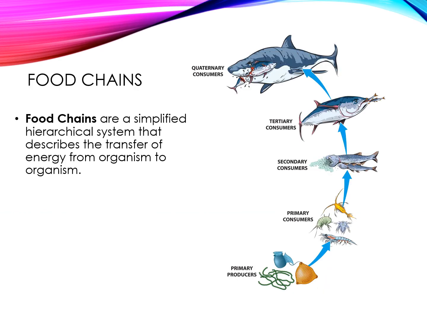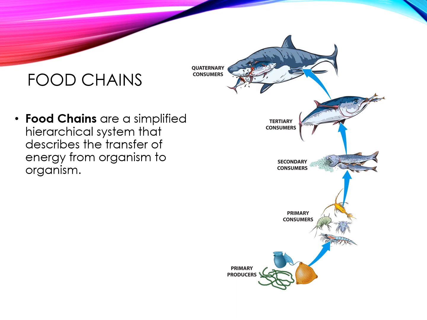A food chain is a simplified hierarchical system that describes the transfer of energy from organism to organism. So if you look at the image to the right, you see our primary producers taking energy from the sun, getting eaten by primary consumers, things like shrimp. Then those shrimp are being eaten by a secondary consumer, small fish. Those small fish are eaten by tertiary consumers like tuna. And then eventually the apex predator, the great white shark, goes and tears apart the tuna to get its own energy.